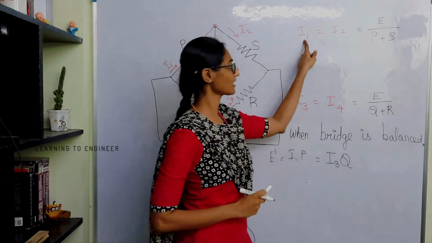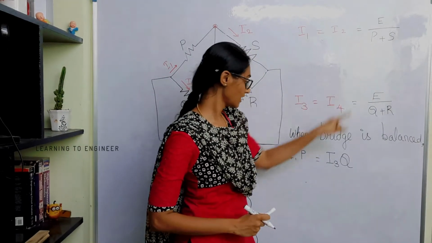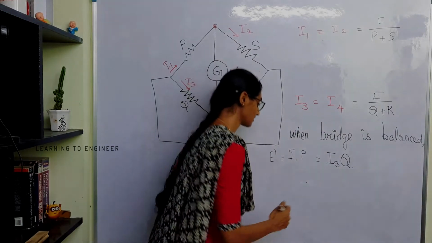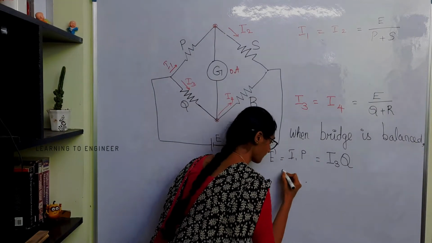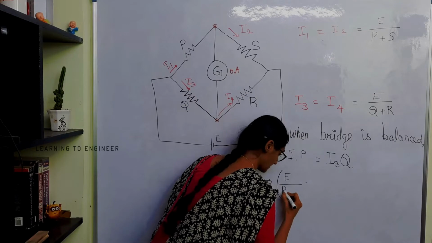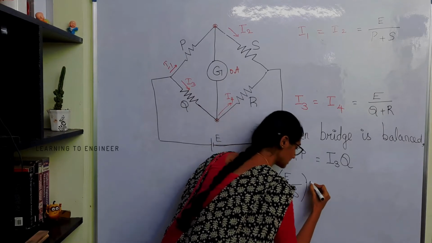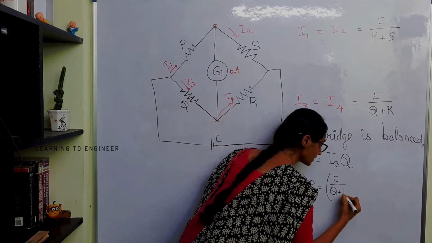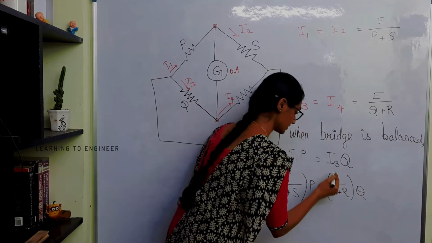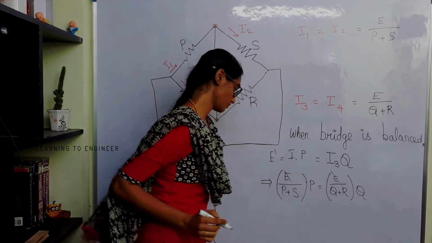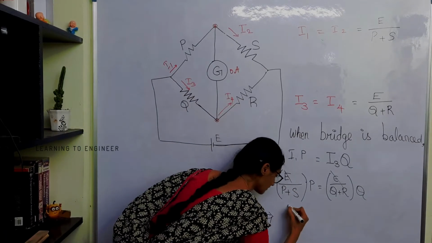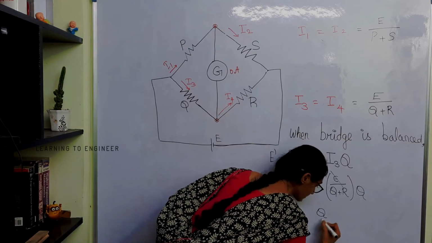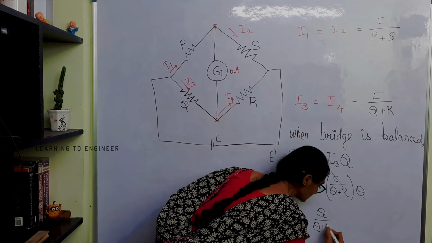We have found out that I1 is equal to E by P plus S, and I3 is equal to E by Q plus R. Let's substitute that here. So this implies E by (P plus S) into P is equal to E by (Q plus R) into Q. So let's cancel these terms. You will be getting P divided by P plus S is equal to Q divided by Q plus R.